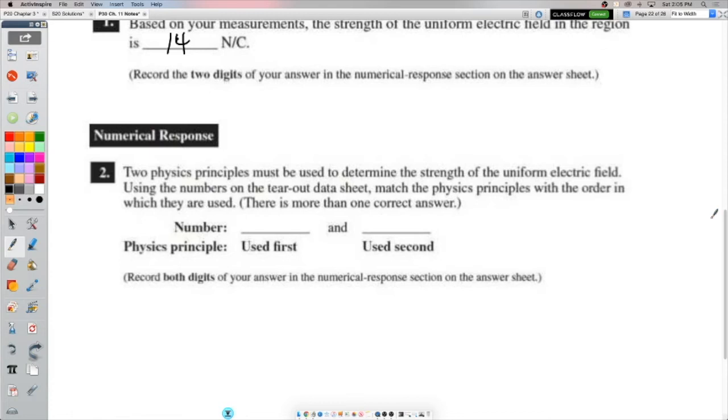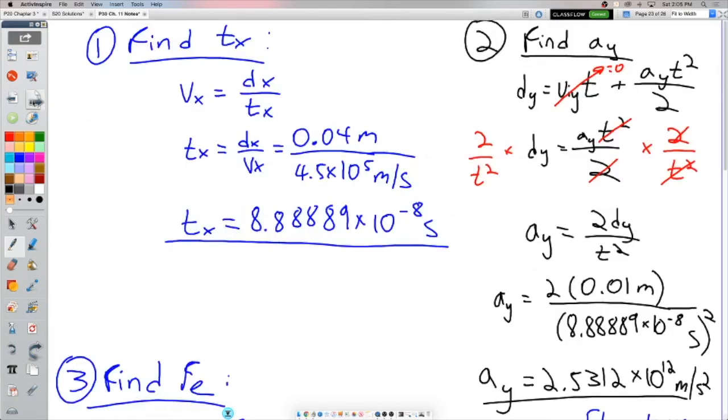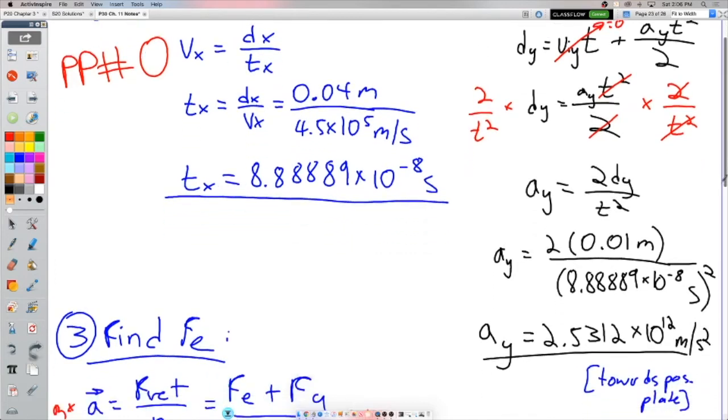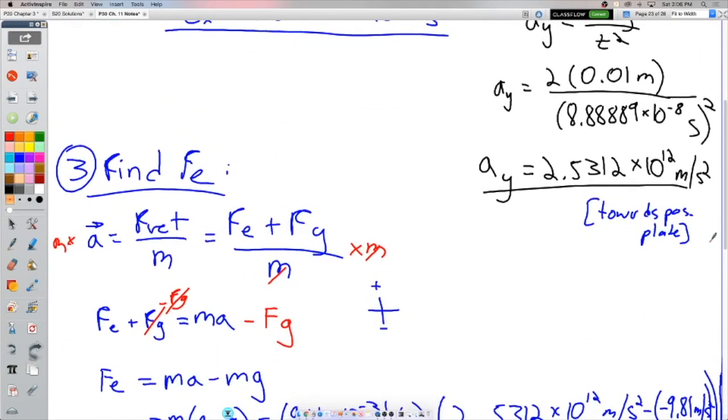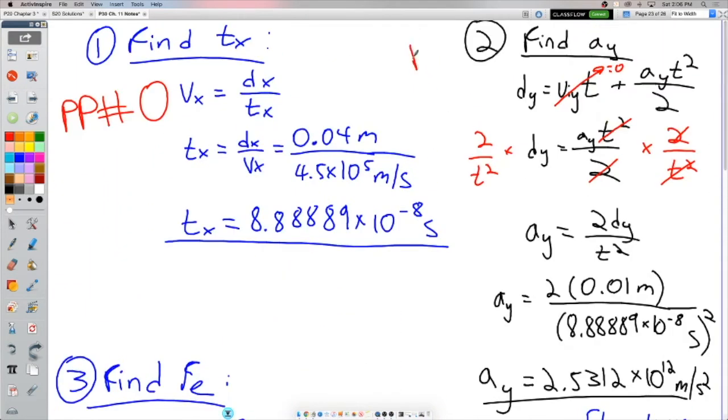Well, let's just look through our work and see which physics principles we are applying here. Here, we're applying uniform motion. We're looking at motion where F net is 0. So the first thing we used was physics principle 0. Then in steps 2 and 3, we used Newton's second law, where F net equals ma. Accelerated motion, F net does not equal 0. So in steps 2 and 3, we used physics principle number 1.